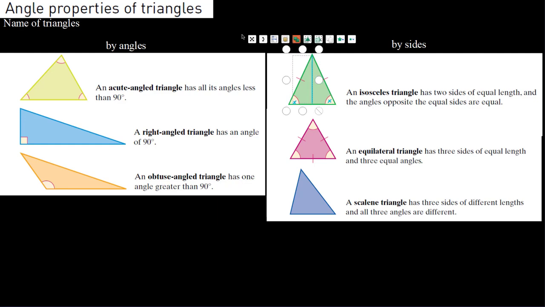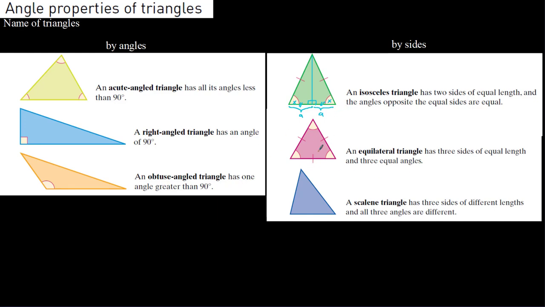Here, when you draw your altitude, it's going to divide the triangle into two right triangles. And these triangles are exactly the same. They are congruent to each other, which means that the base lengths are equal to each other also. If this length is equal to A, this length is also equal to A. It has to be.